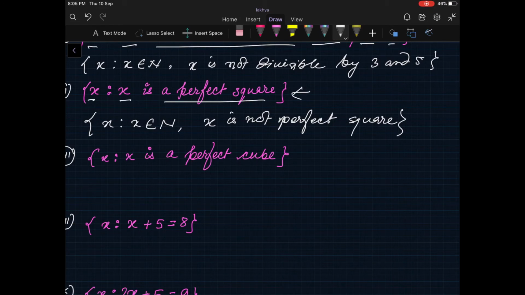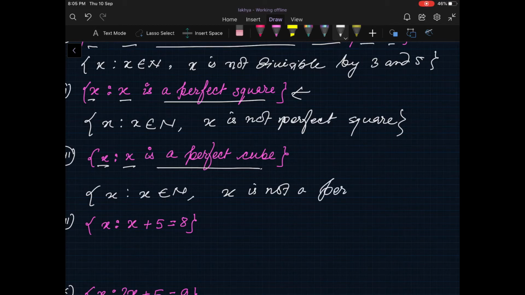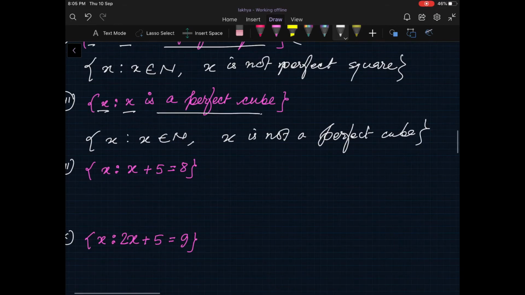Okay, so this is the complement of this given set. The next one is x such that x is a perfect cube. So here its complement should be x such that x belongs to N where x is not a perfect cube. Okay, x is not a perfect cube.